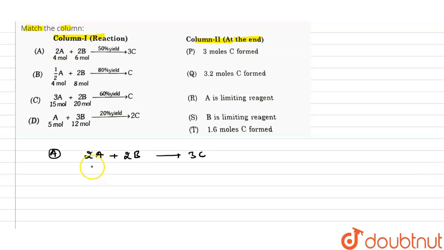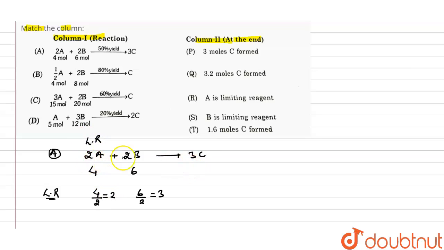First of all, here 4 mole of A is given and 6 mole of B is given. So first we have to find the limiting reagent. For the limiting reagent, we divide the number of moles by their stoichiometric coefficient, and the smaller value will be the limiting reagent, meaning the one that is present in limit. So as we can see, A is the limiting reagent, and according to the limiting reagent, the product will be formed.